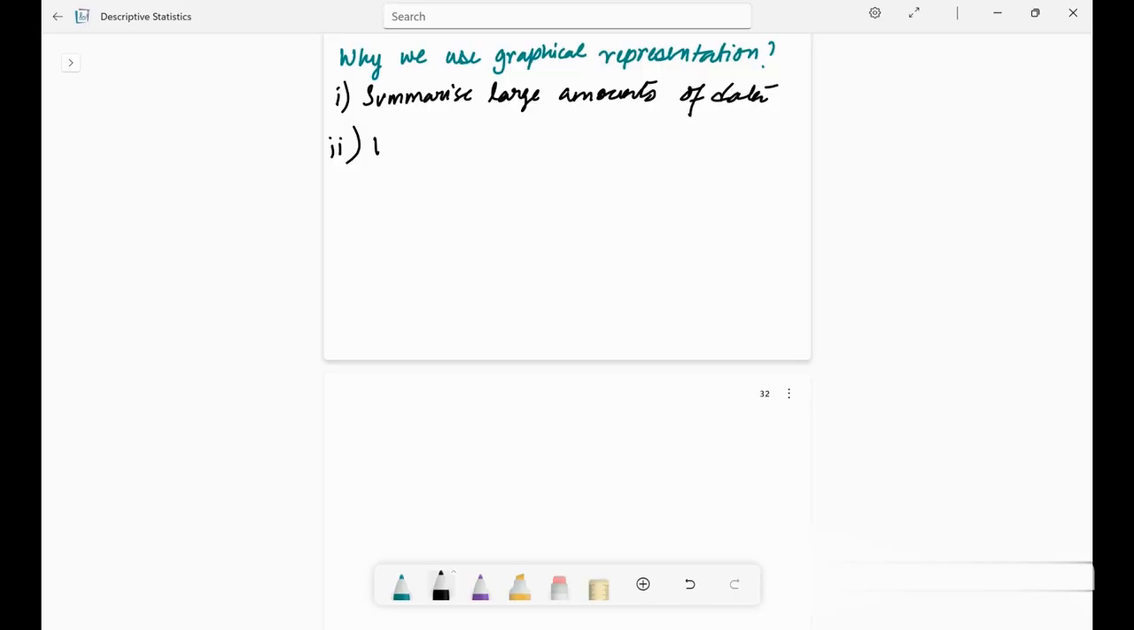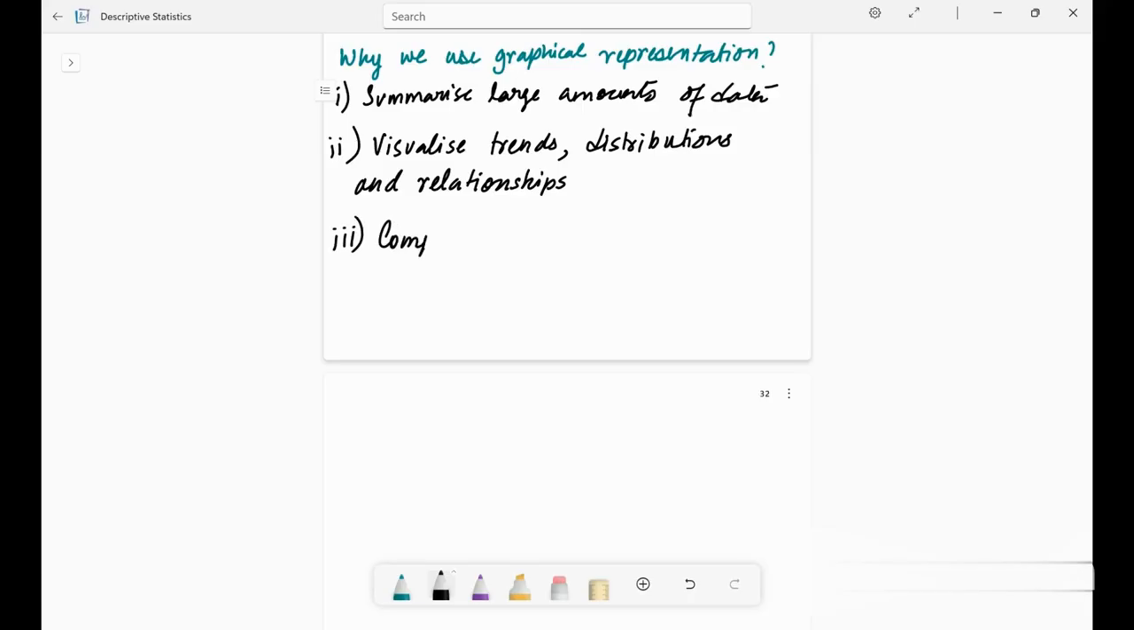I'm just writing the keywords. Visualize trends, distributions, and relationships that are not so obvious in raw numbers. Third reason is to make complex data more accessible and easier to understand, even for people without a technical background. So basically, graphs help us to see the story behind the data.